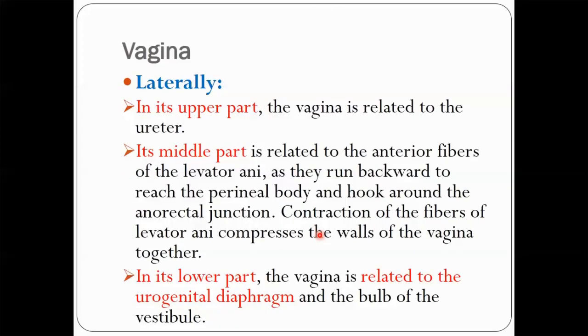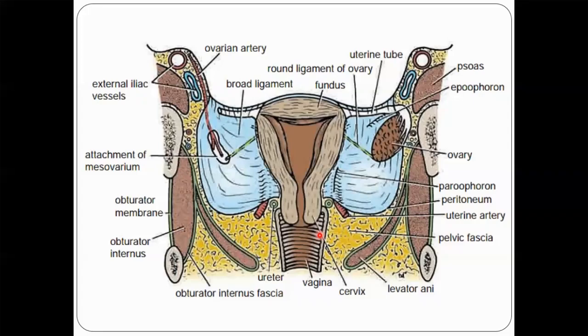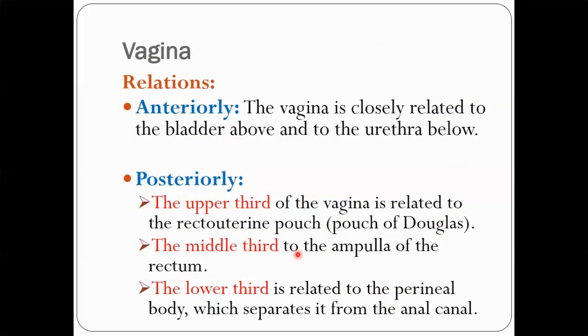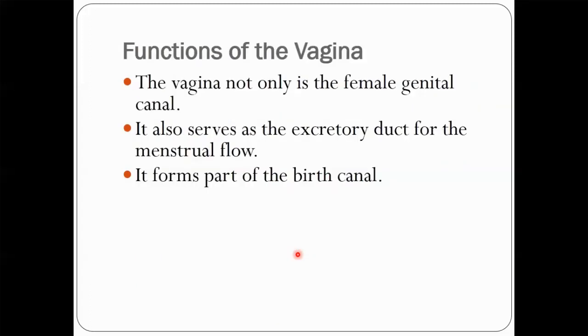Lateral relations of the vagina. Lateral relations, as we see here, the ureter and the uterine artery. The middle part of the vagina is related to the fibers of the levator ani muscle, and the lower part of the vagina is related to the urogenital diaphragm here. Urogenital diaphragm, yes.